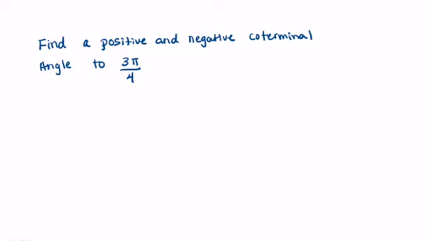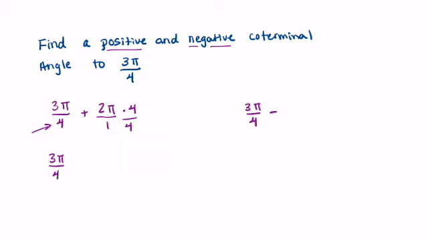Looking at 3 pi over 4, we want to find a positive and a negative coterminal angle. So I have 3 pi over 4, and we're going to add 2 pi. I always put 2 pi over 1 because I know I've got to change my denominators later. Then we have 3 pi over 4, and we're going to subtract. When I add or subtract 2 pi, I need a common denominator. My common denominator here is going to be 4, so let's multiply the top and bottom by 4. It gives me 3 pi over 4 plus 8 pi over 4.